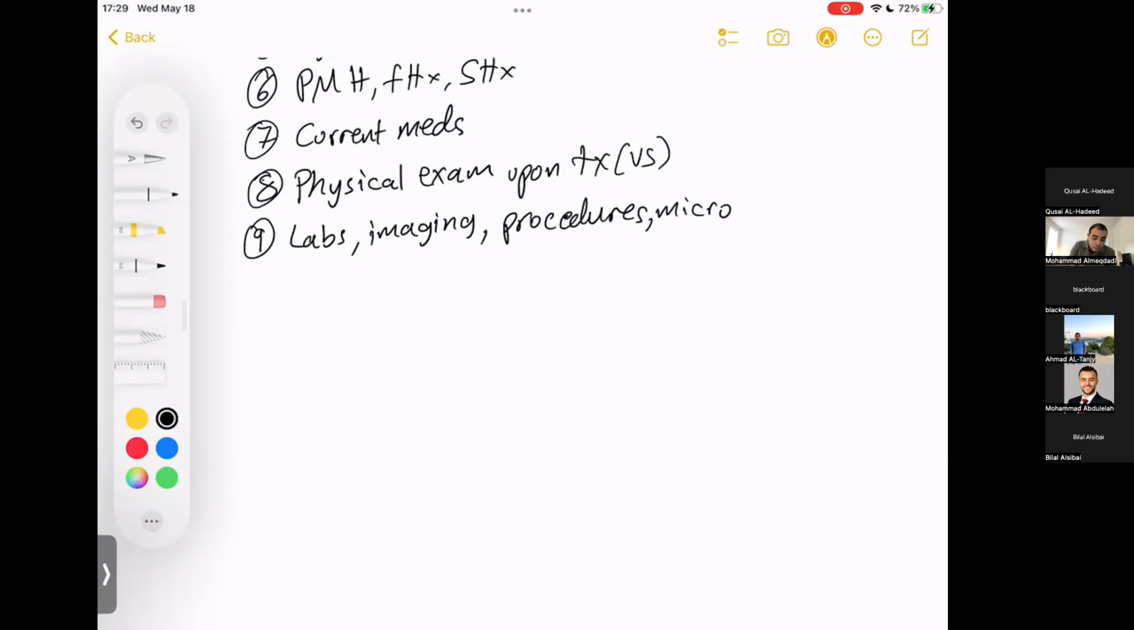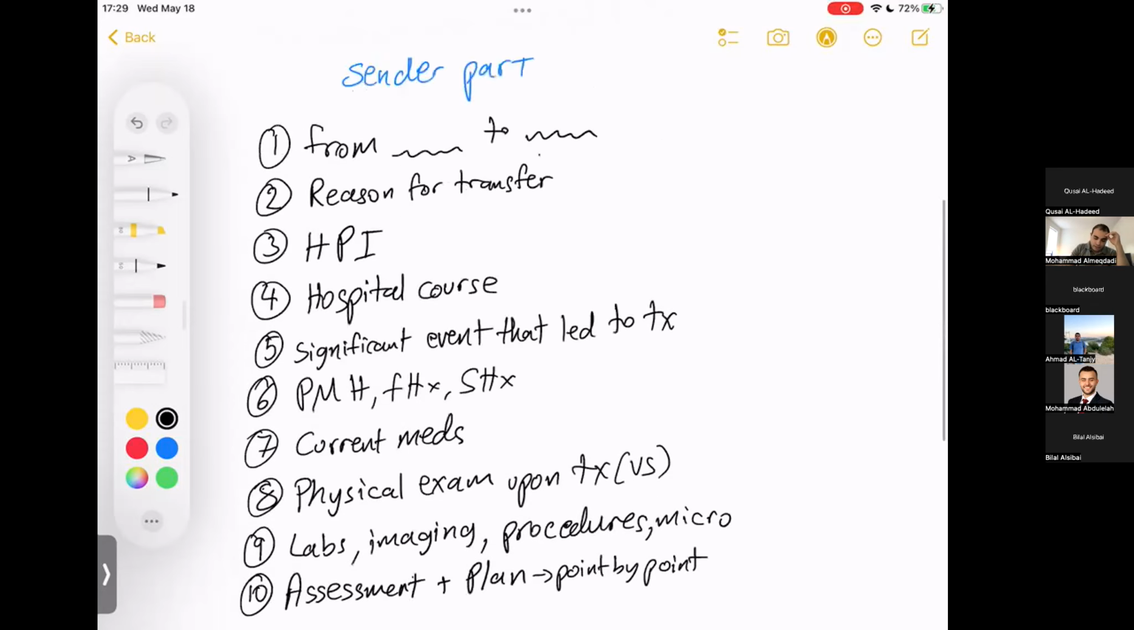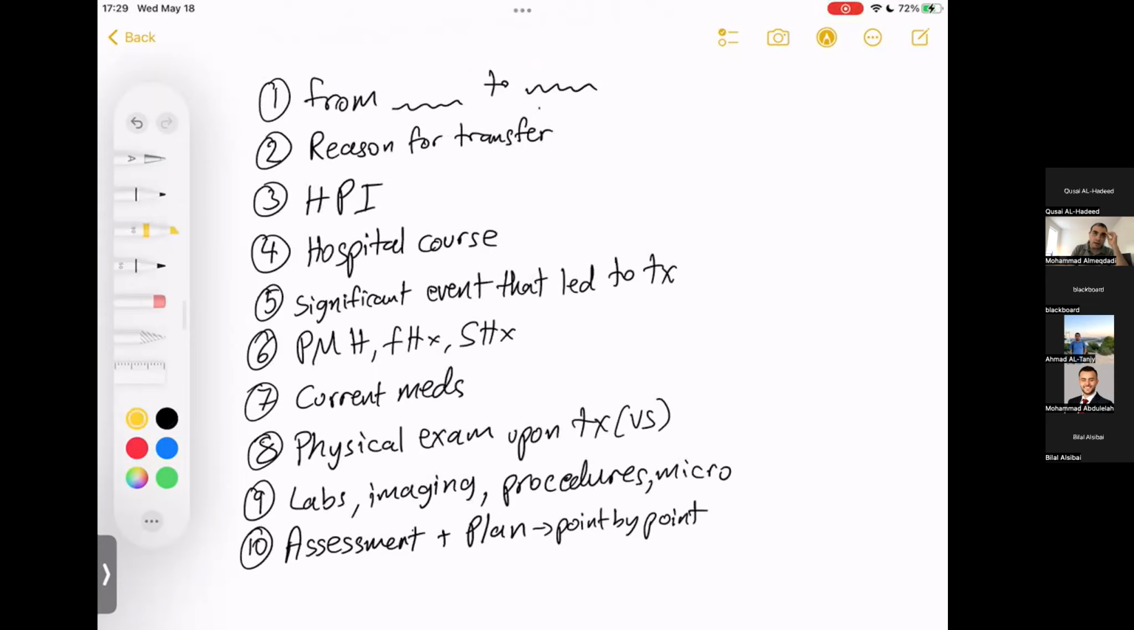And then the most important part of the transfer note, in my opinion, is the assessment plus plan of the patient. And this usually goes point by point. Just like when you wrote your admission note, you went point by point, problem by problem. Pneumonia, this is what we do. GI bleed, this is what we're doing. Chronic medical problems, this is what we're doing. All those things, okay?